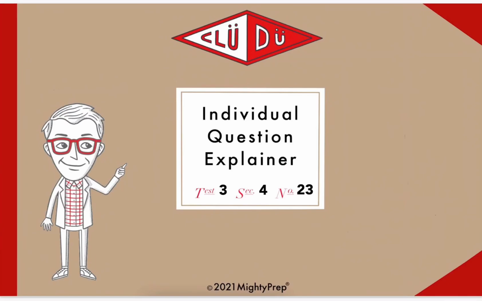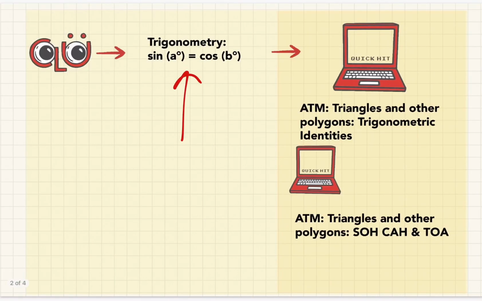Hey, it's Bruce with an individual question explainer for Test 3, Section 4, problem number 23. Classic sine-cosine problem. So we see this clue.